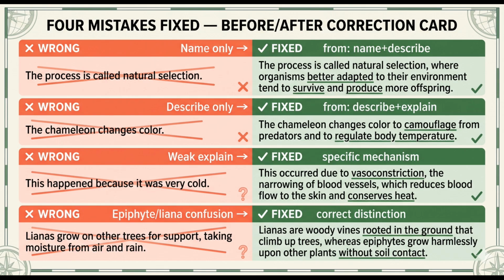Mistake 2, describe without explain: large leaves are wide and flat. Fix: add the mechanism. They capture more of the limited 2 to 5% sunlight in the understory, maximizing photosynthesis in low-light conditions.